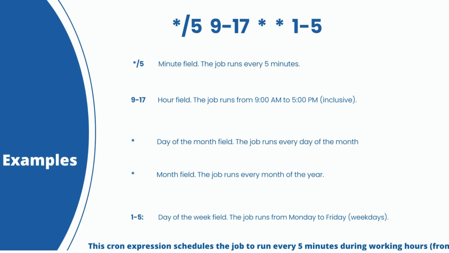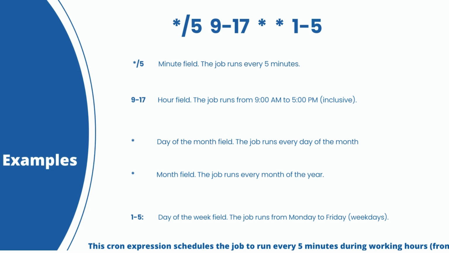So basically, we also have 1 to 5 for the day of the week. Remember, the dash is telling us a range, right? From this point to this point. So this is telling us to run from the first, which is Monday, to the fifth, which is Friday. So basically Monday to Friday, which is weekdays.